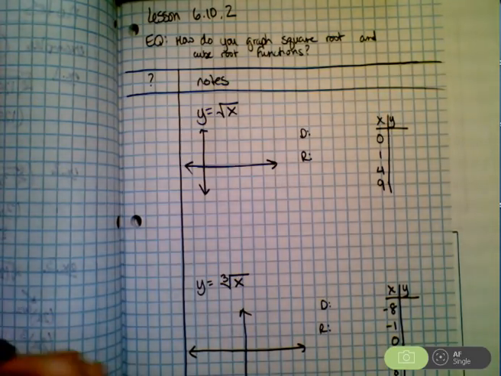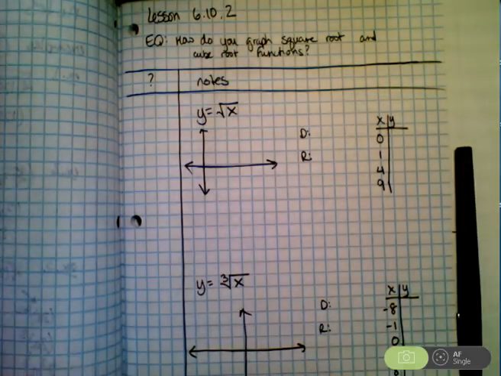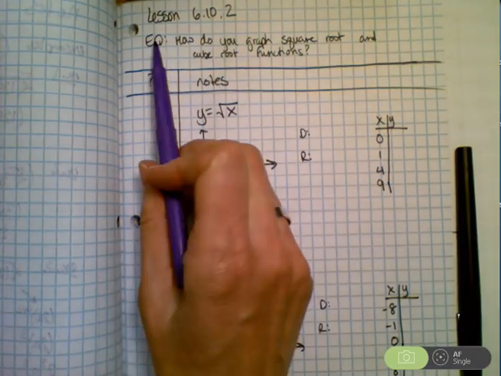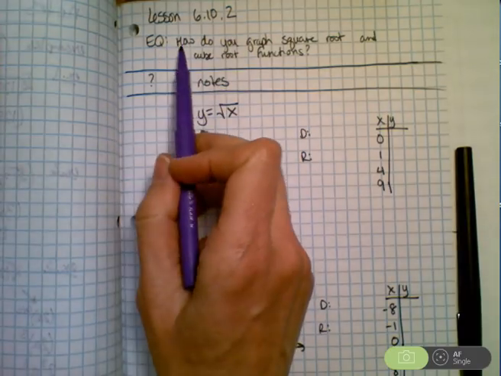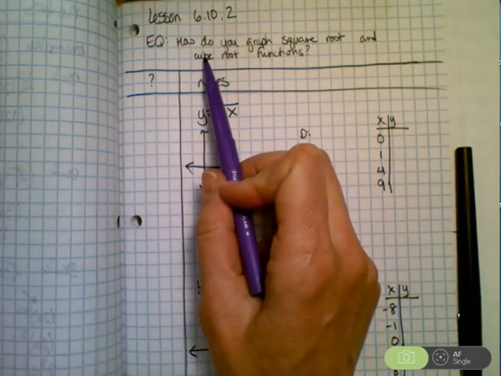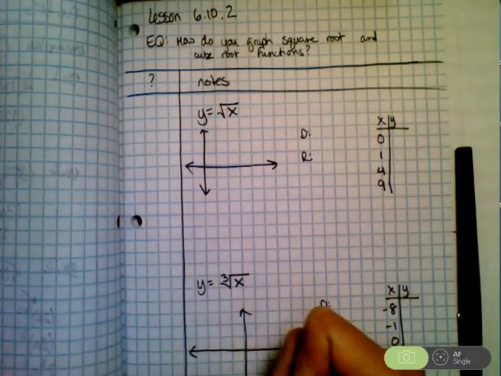Okay, good. Now that we've had a good laugh, let's get started looking at some of these graphs. So, again, we're in Unit 6. This is lesson 10.2. And our essential question is, how do you graph square root and cube root functions? So I've got some space for your questions and notes here.